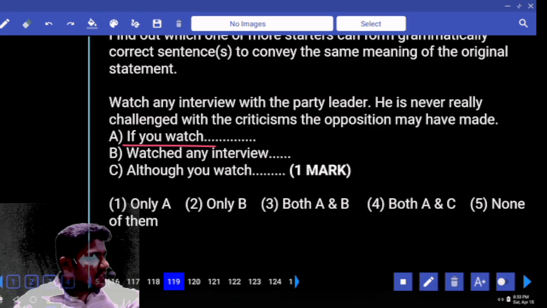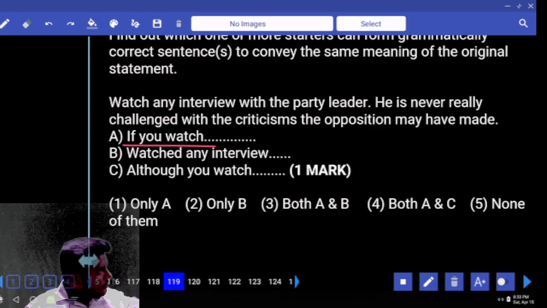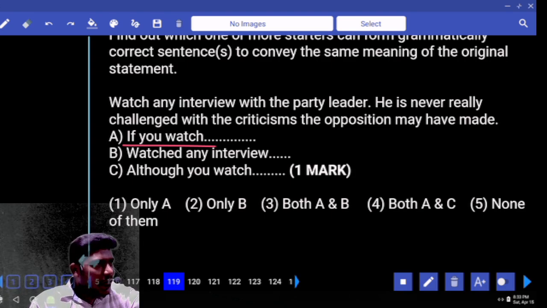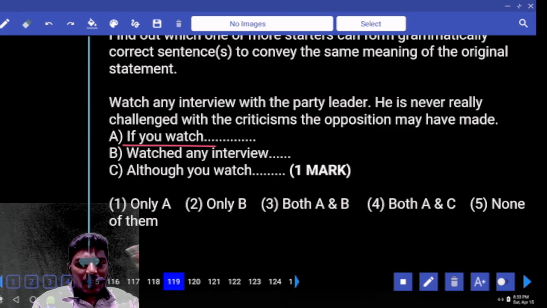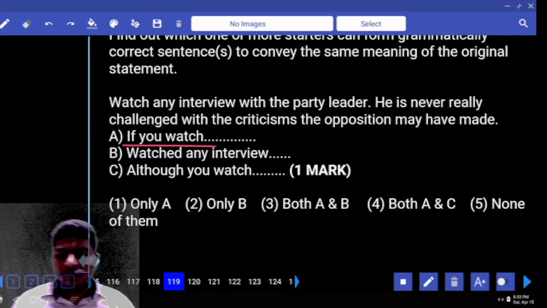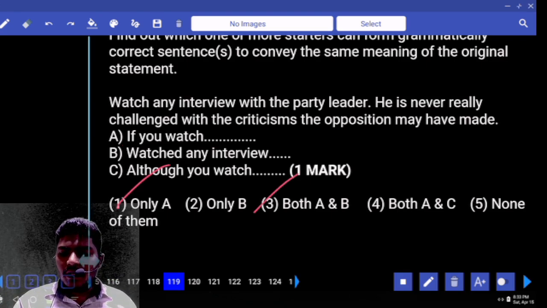Can you connect the sentence? Absolutely. Can you read it? If you watch any interview with the party leader, continuation, comma and continue. He is always or he is never really changed. First one is absolutely fine. Your answer is 1, 3 or 4.